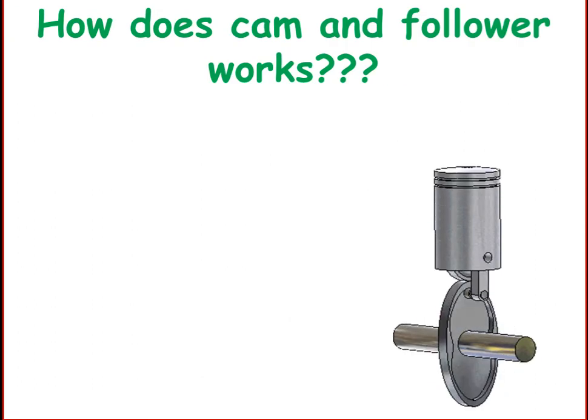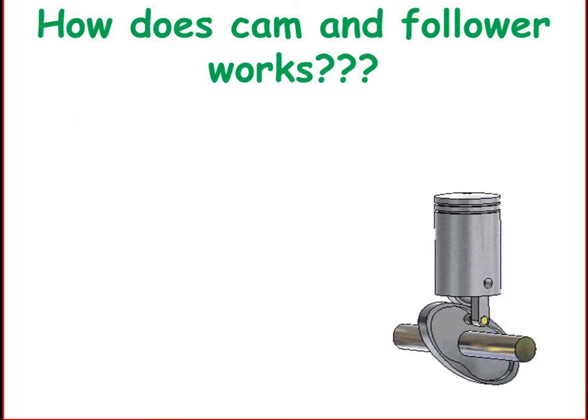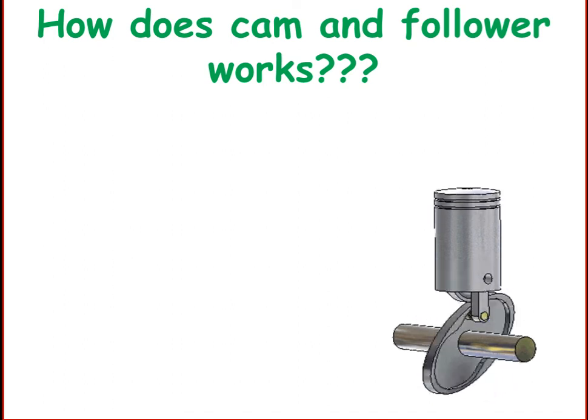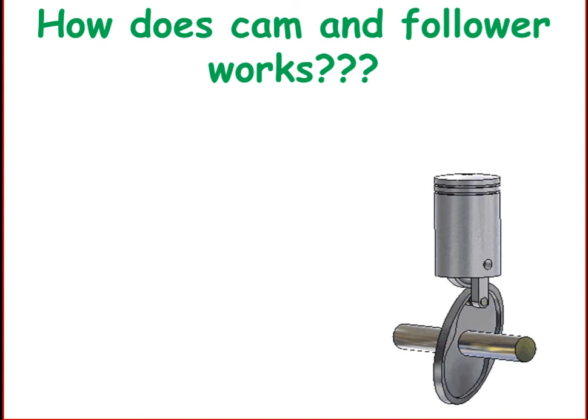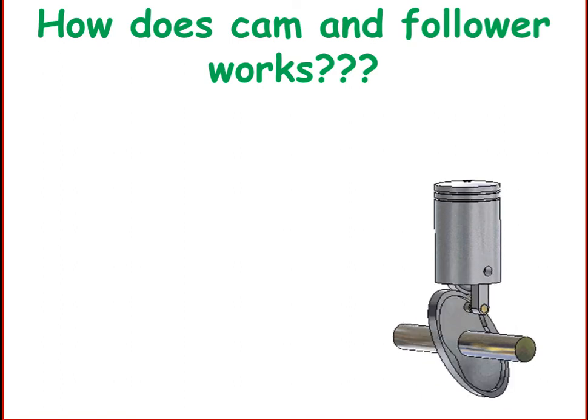So now we will see how cam and follower work. So what is the working of cam? The cam is a mechanical element that is a revolving wheel about the short axis of the follower. Or in simple words, the cam is a mechanical element that imparts reciprocating, oscillating or linear motion to the follower.